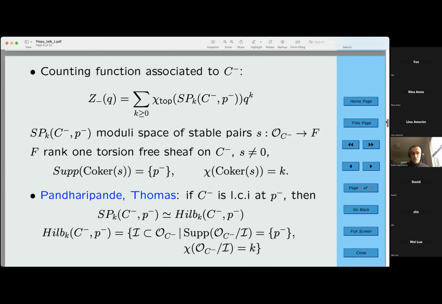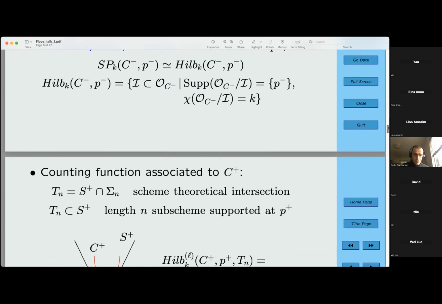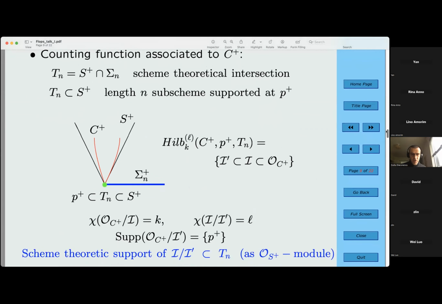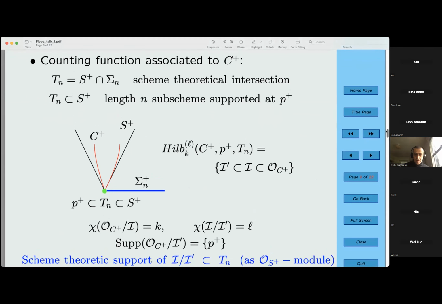Okay, so this is what we're doing on the minus side. Now, C plus is going to require a bit more detail. There is a counting function for some kind of flag Hilbert scheme, but the flag Hilbert scheme is defined by a rather exotic condition, something that hasn't been studied or hasn't appeared in the literature so far.